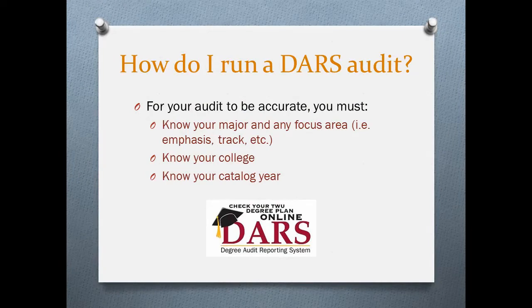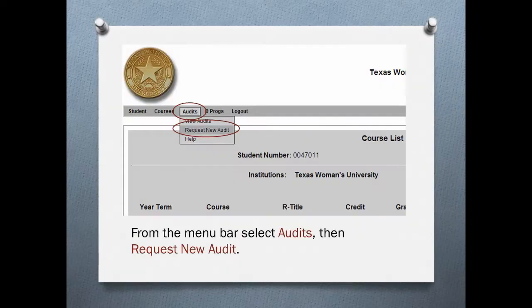So how do you run a DARS audit? It's actually easy now that you know that you need your major and any focus area, i.e. emphasis, track, etc., your college, discussed earlier, and your catalog year as previously explained. To run a fresh DARS audit, from the menu bar select Audits, then Request New Audit as shown here.